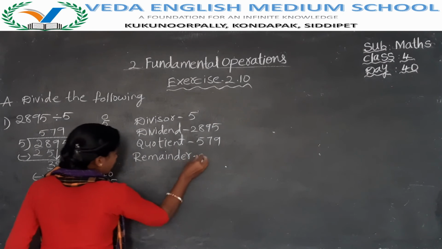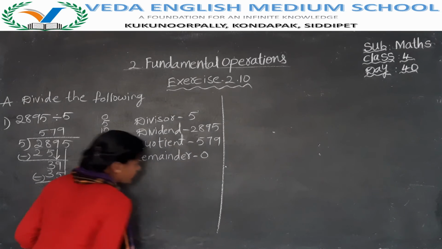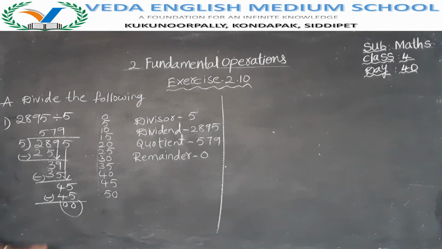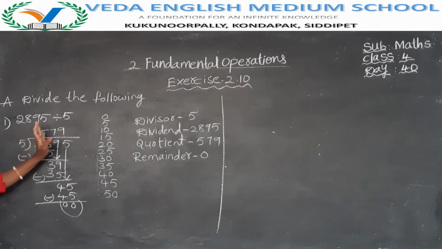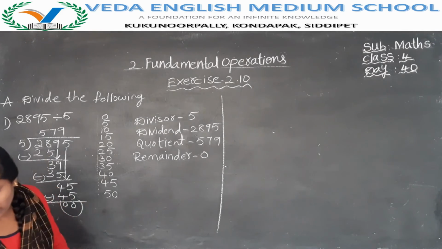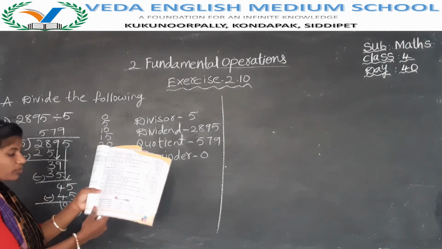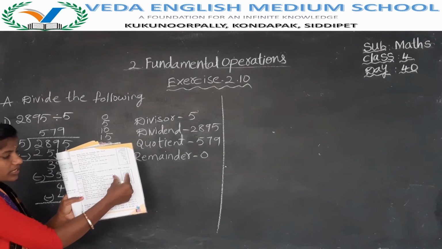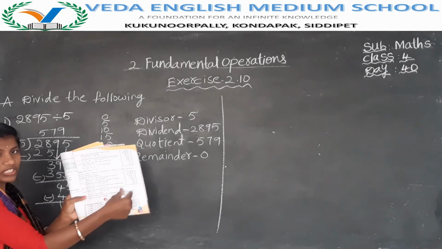R-E-M-A-I-N-D-E-R. Remainder is 0. So the first problem has completed. In your notebook you have to write like this. On one side you write find the solution for the division, and afterwards you have space. For example, in your notebook, here you find the division solution, and here you write what is divisor, dividend, quotient, remainder.